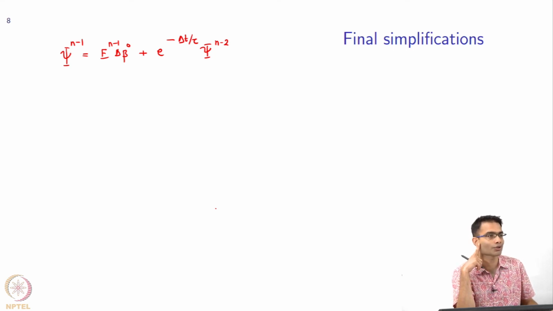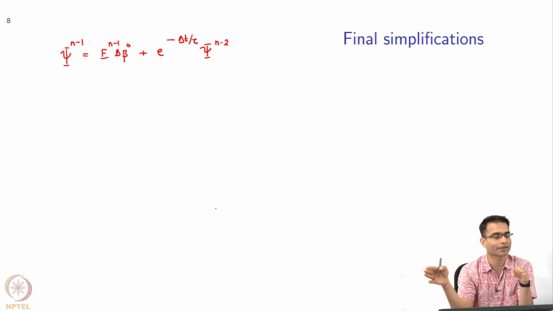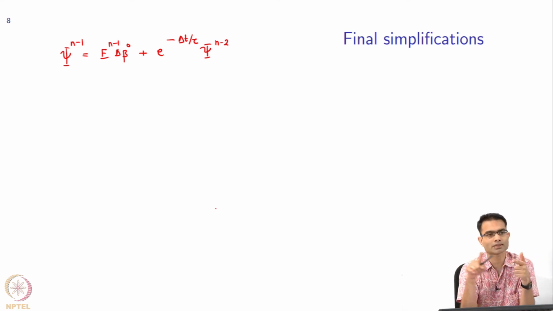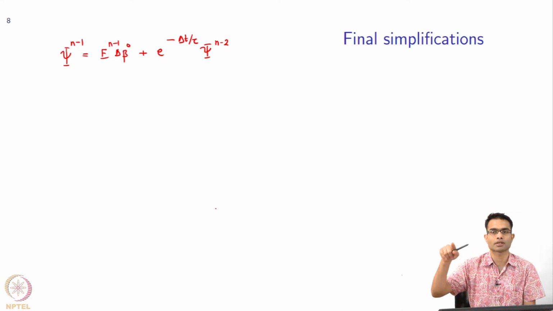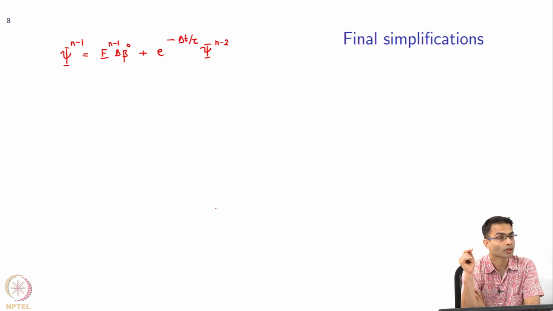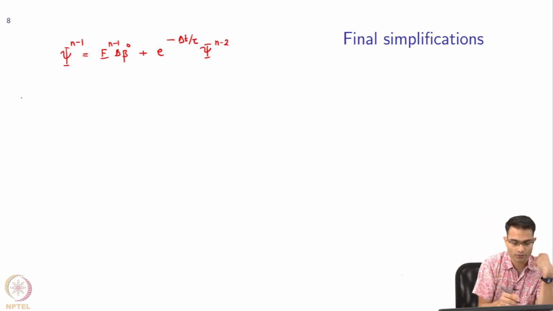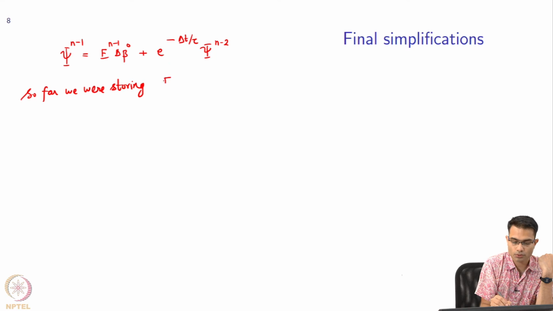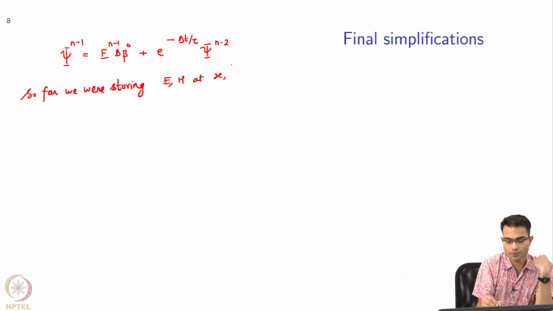Yeah. So, I don't need to store all the electric fields, but I need to store one new variable which is psi. To evaluate psi at n minus 1, I only need psi n minus 2, I do not need psi n minus 3, 4, 5 up to psi 0. So far, what all were we storing? We were storing the E's and the H at space and time grids.